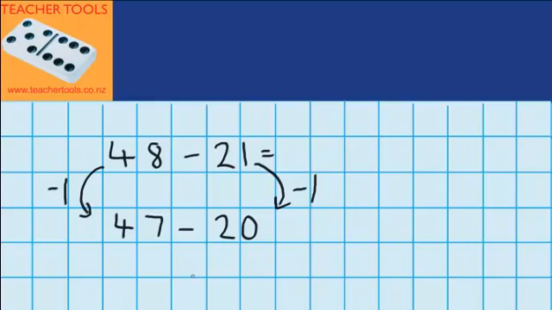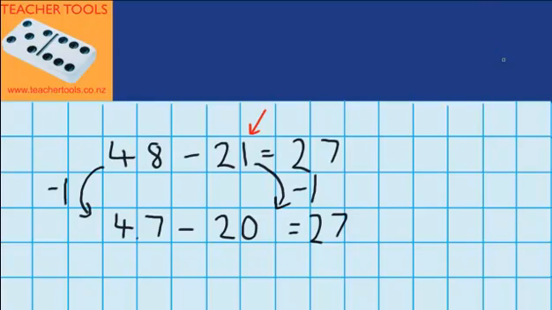Again, I'm left with a much easier question. 47 minus 20 is 27, so the answer to 48 minus 21 is 27. Now you've probably noticed in both our examples I've always changed this number to the tidy number, not this one here. Well, let's have a look at why I've done that.